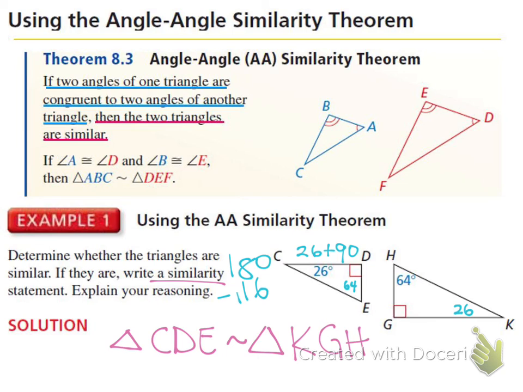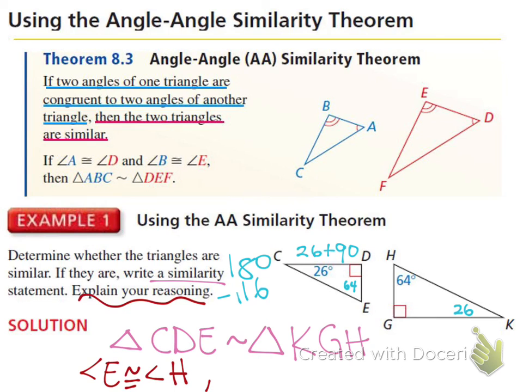It says explain your reasoning. Okay? Our reasoning is that we got a triangle. Normally it would say, write the theorem. But we're just going to list which two angles made us come to that decision. So, pick two angles that are congruent. Okay, so angle E is 64 degrees. It is congruent to angle H. They're both 64.